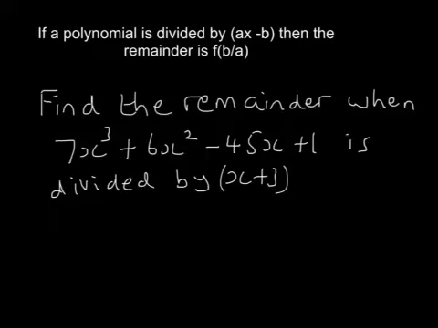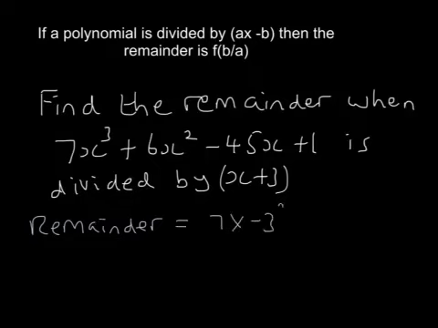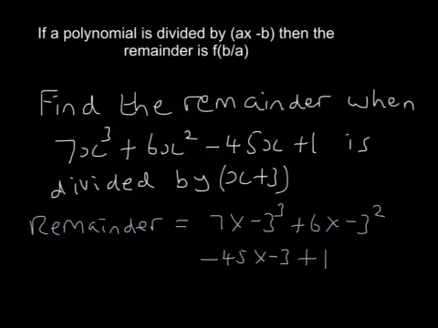So here's an example. Find the remainder when 7x cubed plus 6x squared minus 45x plus 1 is divided by x plus 3. So all this does is tell you what the remainder is. The remainder is 7 times minus 3 cubed plus 6 times minus 3 squared minus 45 times minus 3 plus 1. How have I done that? What value of x makes this bracket equal to 0? It's minus 3. So I'll put minus 3 into this equation.